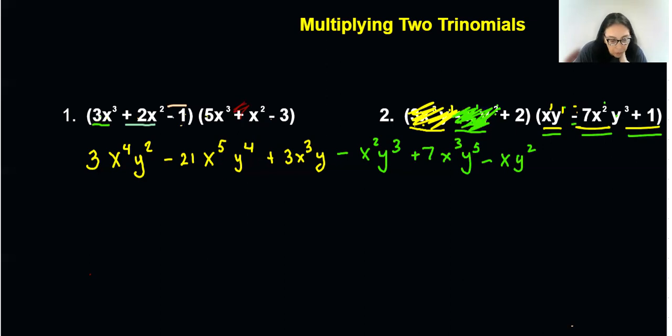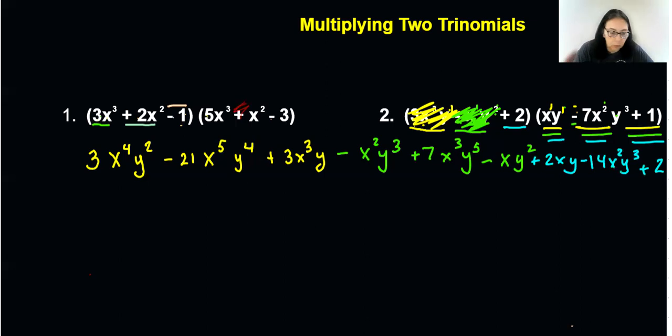Let's pick a nice pretty color for the 2. How about a blue? So I'm going to take this 2 times each term. So 2 times xy is positive 2xy. A positive times a negative is a negative. 2 times 7 is 14. Carry your variables along. And then 2 times 1 is 2. Look at all of this.